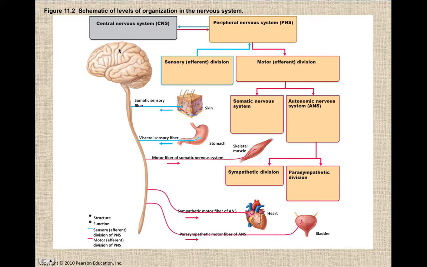So here's the central nervous system, the brain, and the spinal cord, which goes down to L1, L2. So that's everything within the vertebral canal. Okay, so that's your central nervous system. Everything else is going to be peripheral. So any nerve that goes to your stomach or to your skin, to your muscles, etc., those are going to be part of the peripheral nervous system.